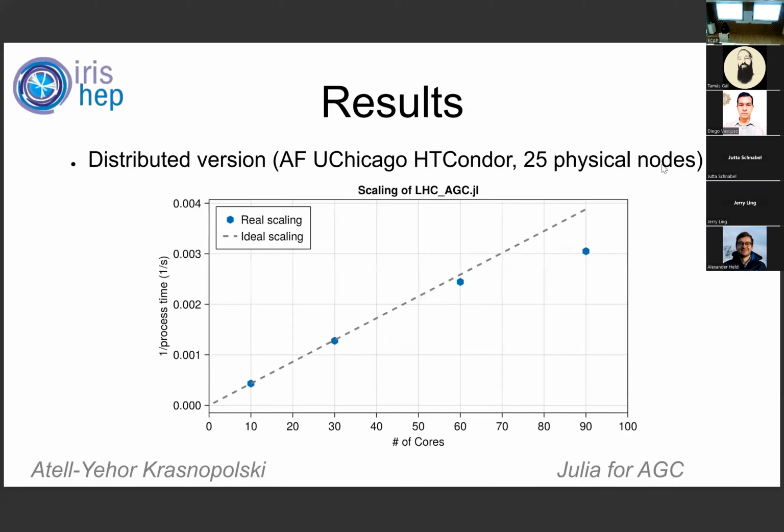I also can show you the scaling of the distributed version of the project, which it's up to you to judge how that works out. We did that at U Chicago with 25 physical nodes. Again, up to you to judge. I need to show you some sort of data about distributed computing, right? So this is the only thing that we have in that regard.